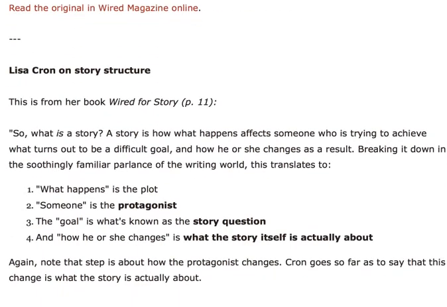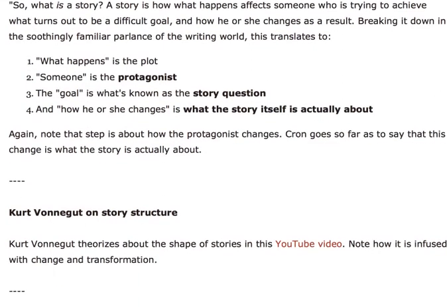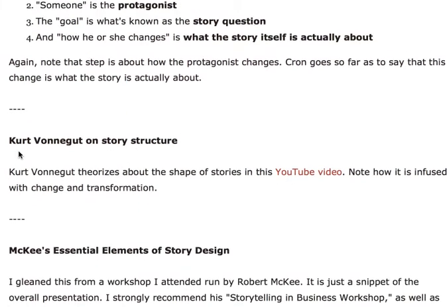Lisa Cron, very well known for her book on story called Wired for Story, says there's 4 basic steps. Someone's the protagonist, you have a story question that sort of drives you, and how he or she changes. And that is what the story itself is actually all about. Notice again, change. We look for characters who change. Do treat yourself. Watch Kurt Vonnegut's video about story structure, it's on YouTube. It's not only enlightening, it's really funny.